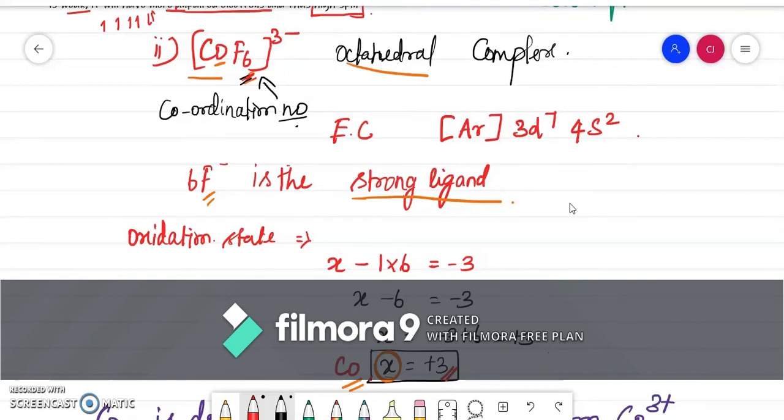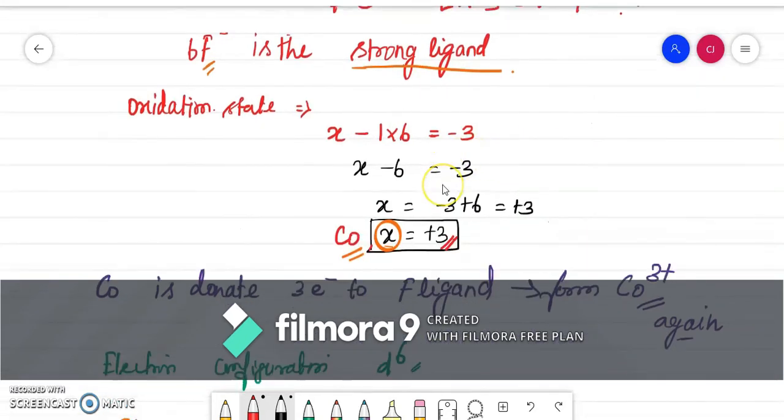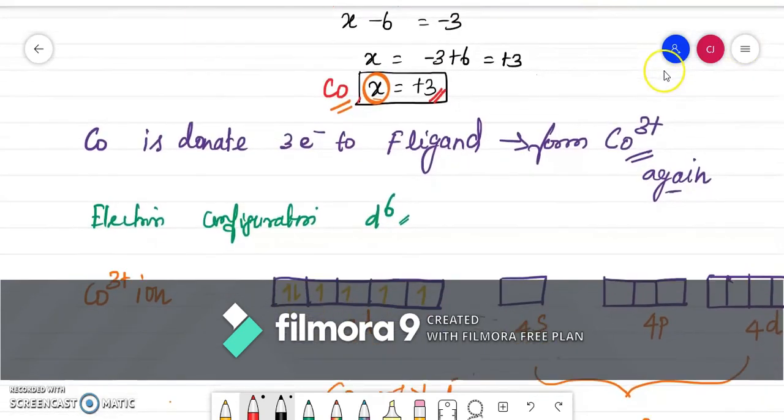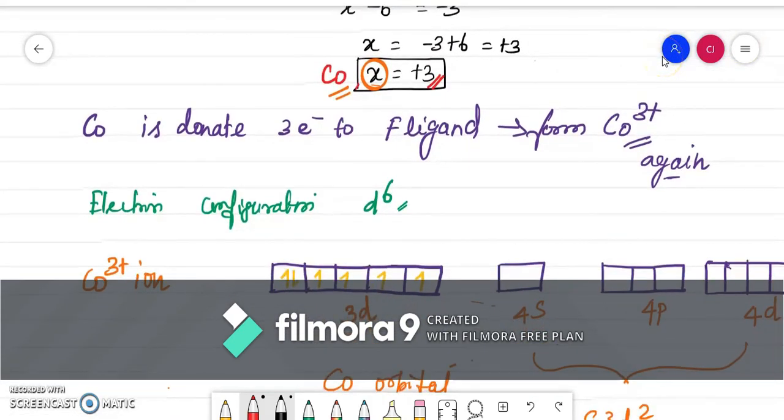You know the electronic configuration for cobalt is argon 3d7 4s2 here. If you find the oxidation state for the cobalt, that is x minus 1 into 6 is equal to minus 3, and you will get x is equal to plus 3 here. X means cobalt, so it is plus 3 here. That means cobalt is donating the electrons to the ligand, the fluorine ligand, a strong ligand. Again it is donating the electrons.